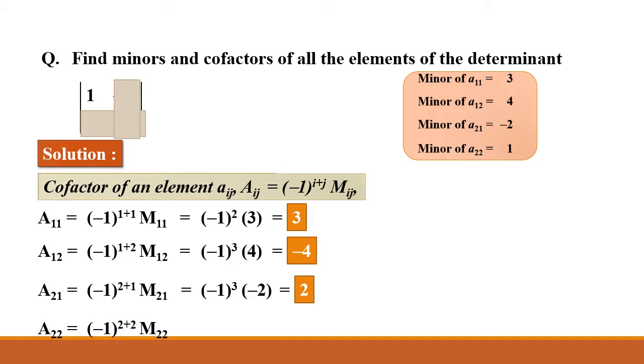Next, A22 is minus 1 raised to 2 plus 2 M22, which is equal to minus 1 raised to 4 into 1. So on simplifying we get plus 1. So we have obtained the minors and cofactors of the given 2 cross 2 matrix.